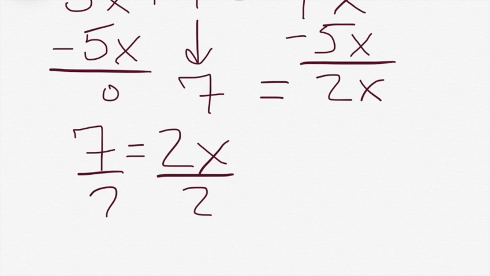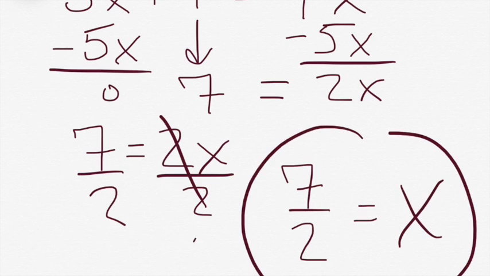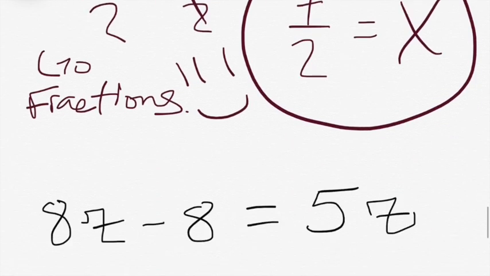Now we want to isolate x, so divide by 2. x is going to be equal to 7 halves. And that's a perfectly good answer. We like our fractions. They're our friends. They're just so much more fun to work with than some crazy decimals. So that's why I'm trying to get you in the habit here as well to use fractions.